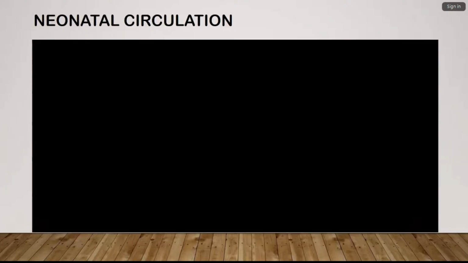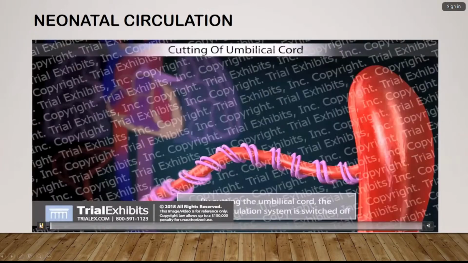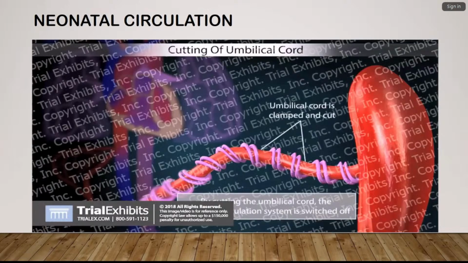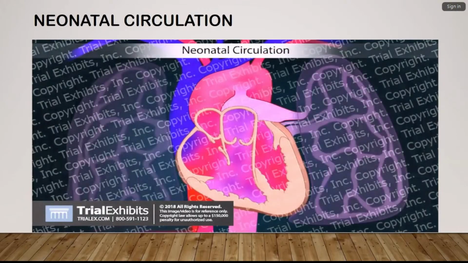Now, before going to the pathophysiology of PDA in preterm infants, let's first understand how it closes in neonatal circulation. After the baby is delivered, the umbilical cord is cut, and hence the placental circulation is stopped, and the neonatal circulation begins.